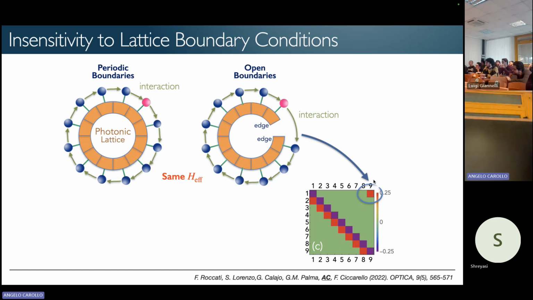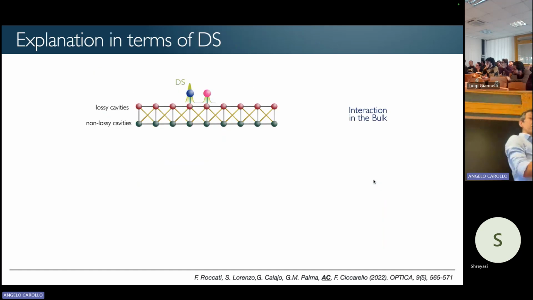But still, the interaction is mediated by the photonic lattice. So how come it's insensitive to the fact that the photonic lattice has open boundary conditions? There's an intuitive explanation for that, although it's not yet completely understood in some details. If you look at the interaction in the bulk, between two next neighbors in the bulk, the reason why they interact is because they interact through the rest state, right, the bound state.